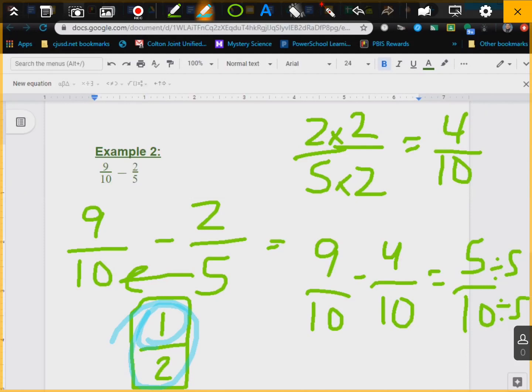Like I said, if you got 5 over 10, that's okay. We'll talk about putting things in simplest form when we get to class, okay?